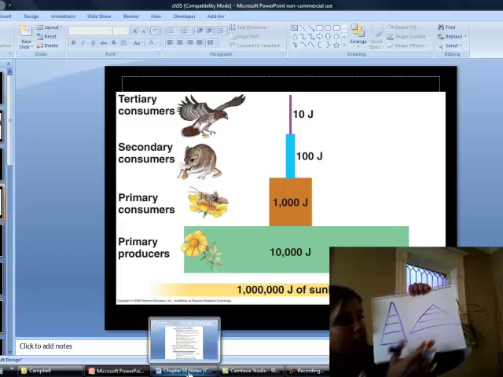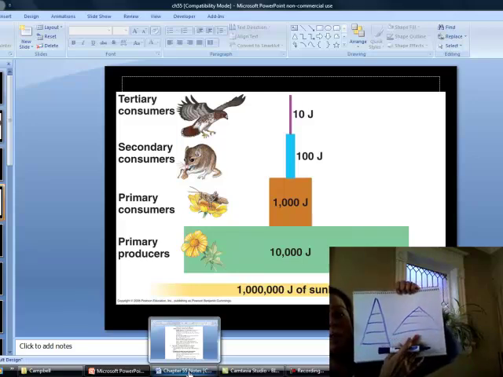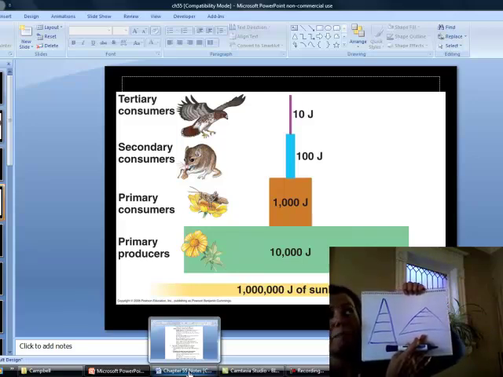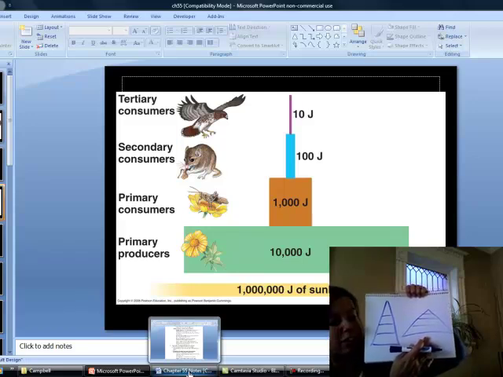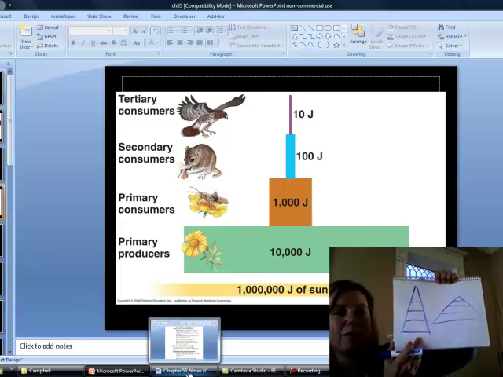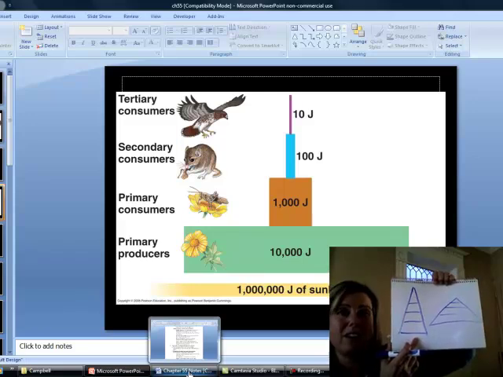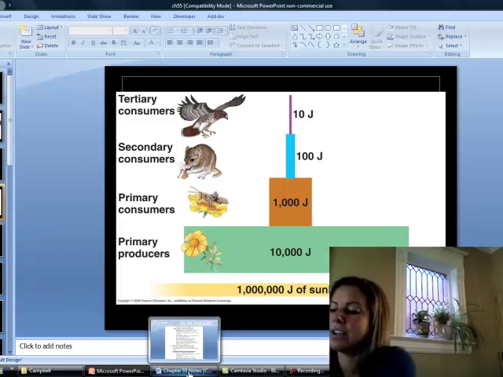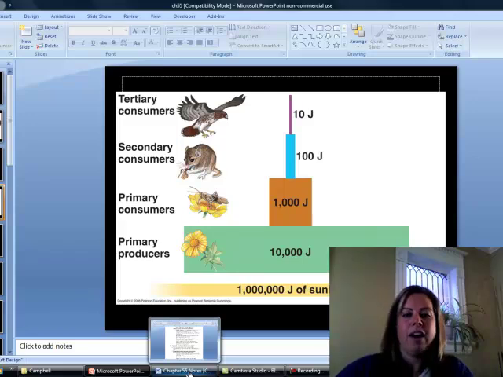Going along with that, this flat triangle I would say would be more indicative of mammals and a terrestrial ecosystem, and this one here I would say would be more like an aquatic ecosystem. So that's how you can tell the two apart. Okay.